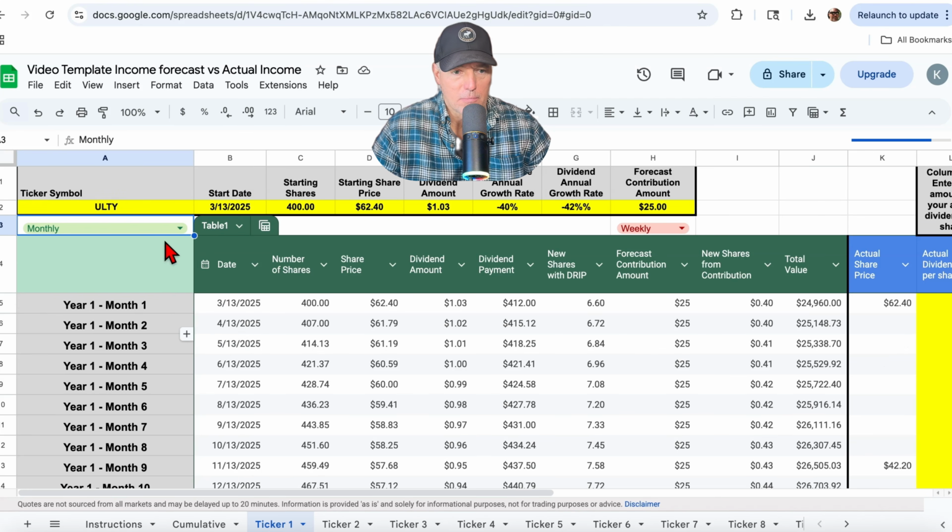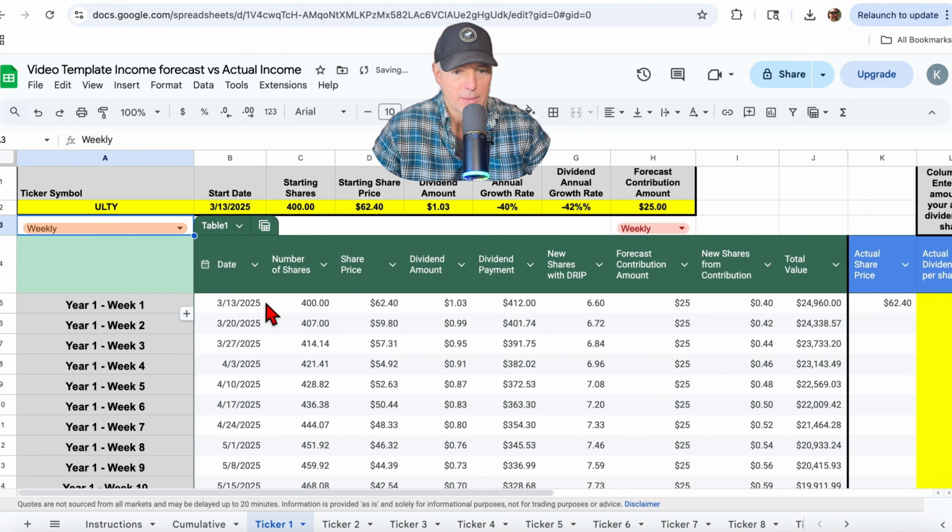You can change that to monthly if you had a monthly payer, but this is a weekly paying fund. So we're going to keep it weekly. And it just fills in that automatically from the date you start it right here. You don't have to change anything down here. Just whether it's a weekly fund and what date you're starting it. Then here in C2, you just put in the number of shares that you're starting with.